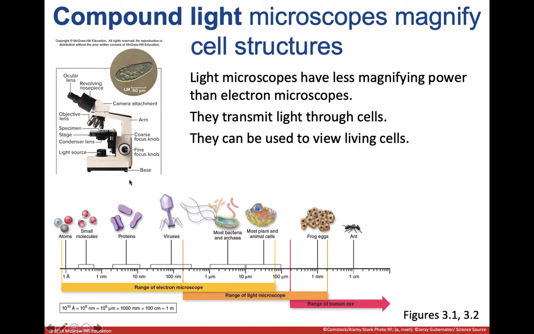So our microscopes that we use on campus are going to be compound light microscopes. That means they can see the vast majority of most bacteria all the way up to right around the end of frog eggs. And anything bigger than that, you're not going to be able to really see.